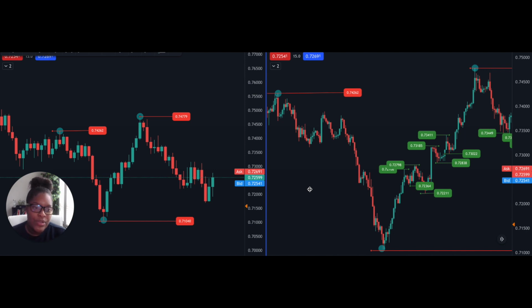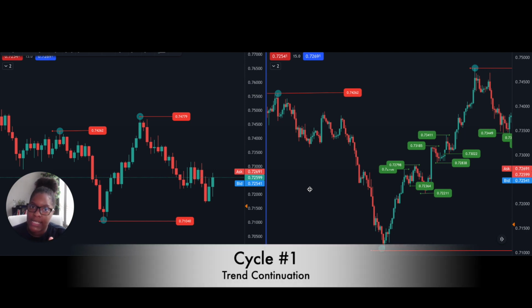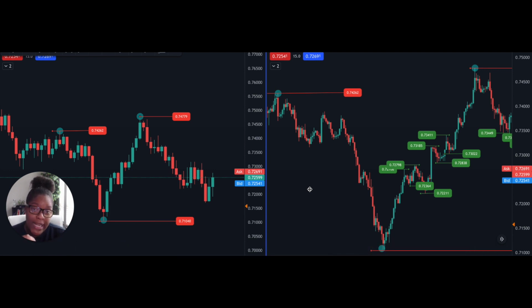Okay, the first cycle is going to be trend continuation, and this is when price is continuing the trend that it is naturally progressing in. So for example, if price is moving in a downtrend, then anytime price moves down, that's trend continuation. If price is moving in an uptrend, then anytime price moves up, that is trend continuation.